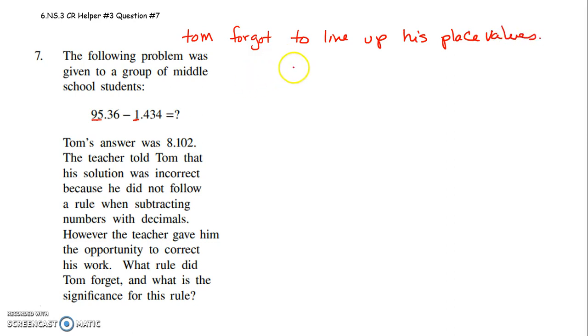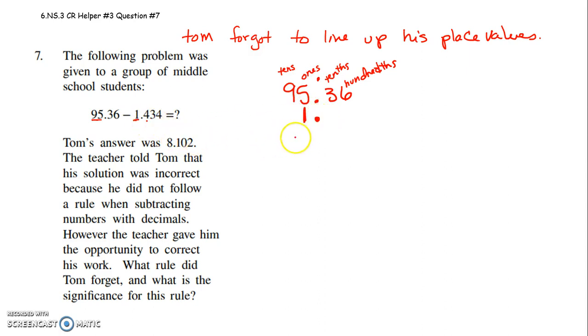Let me talk about what I mean by that. If I have 95 and 36 hundredths, the 9 is in the tens place, the 5 is in the ones place, the 3 is in the tenths place, and the 6 is in the hundredths place. So if I'm ready to subtract off 1.434, this 1 is in the ones place. So it's really important that you line that 1 up right below the 5 because that's the other number in the ones place. Then you have your decimal point.